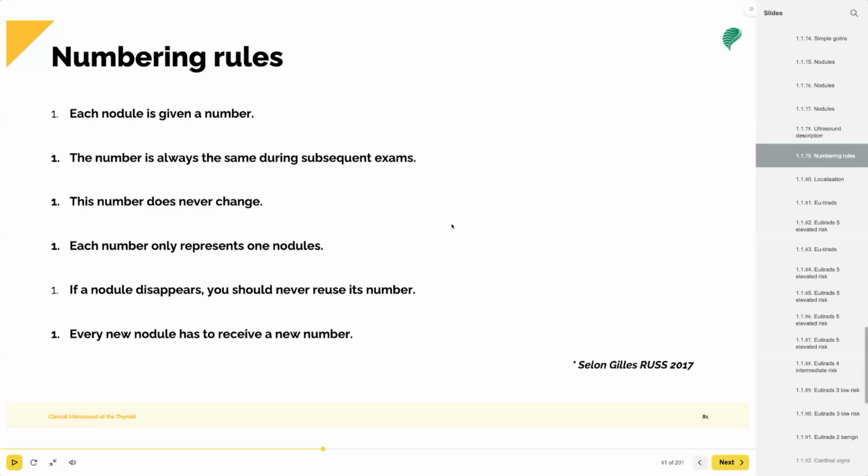All right, so when we are numbering the nodules, each nodule is given its own number, and as the patient is coming in, if they came to one imaging facility and went to another, we have to keep that number the same for each nodule to ensure that the nodules are accurately being described and it is the same nodule. The number never changes and the same number represents each nodule.